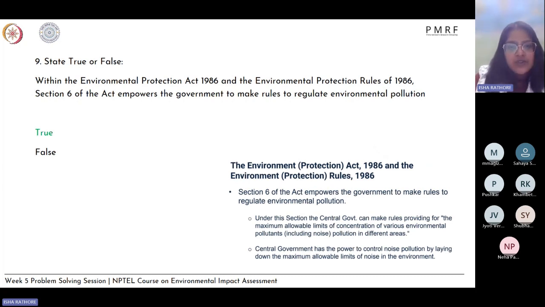Under Section 6 of the Environmental Protection Act, EPA, of India, 1986, Environmental Protection Rules of 1986, the government had made rules for the regulation of environmental pollution. And so the Central Pollution Control Board, CPCB, and the State Pollution Control Board, SPCB, both of them are entitled with ensuring that these environmental pollution guidelines and this act is being enforced. So the statement is true.